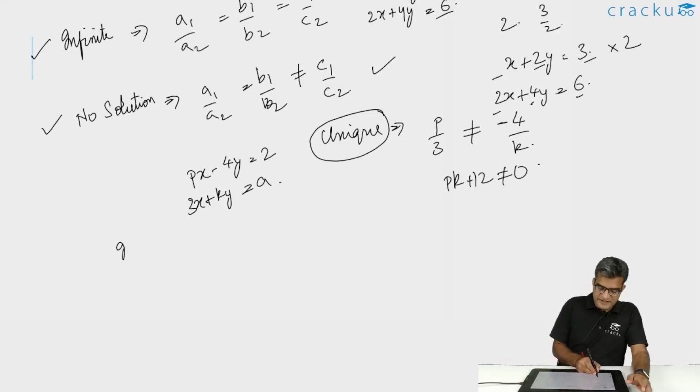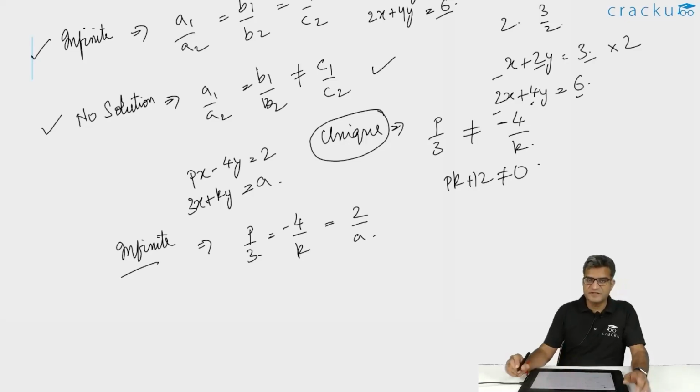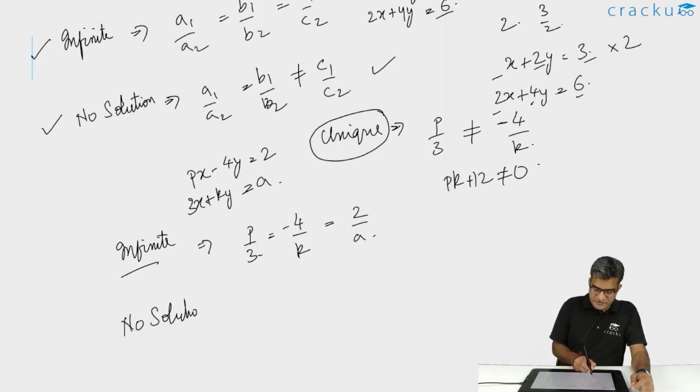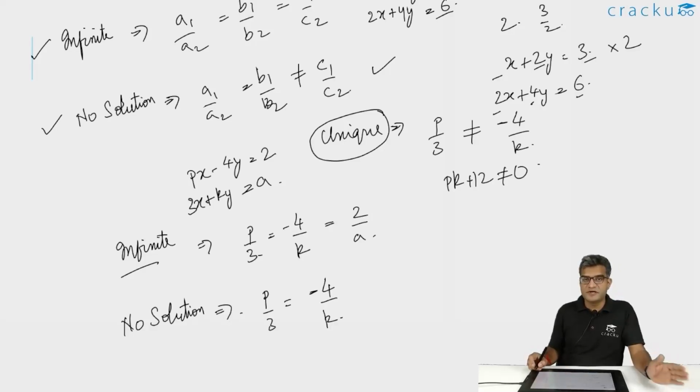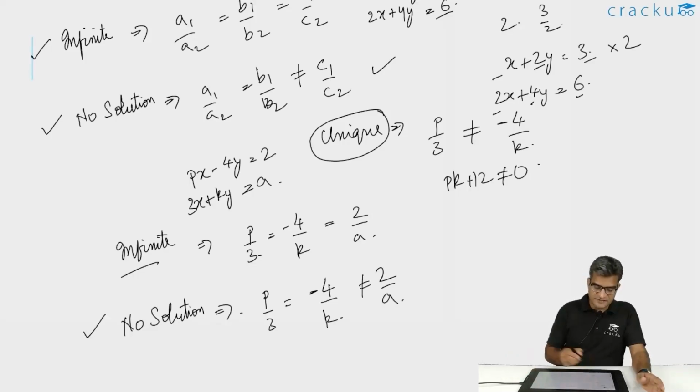When will this have infinite solutions? This will have infinite solutions if the ratio of the coefficients of x is equal to the ratio of the coefficient of y is equal to the ratio of the constant term. Then it will have infinite solutions. When will it have no solution? It will have no solution if the ratio of the coefficients of x and y are the same. That is, p by 3 is equal to minus 4 by k, but the ratio of the constant term should be different. So this should not equal 2 by a. Here we are required to look at this particular case.